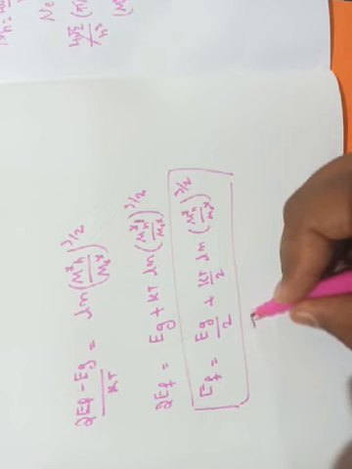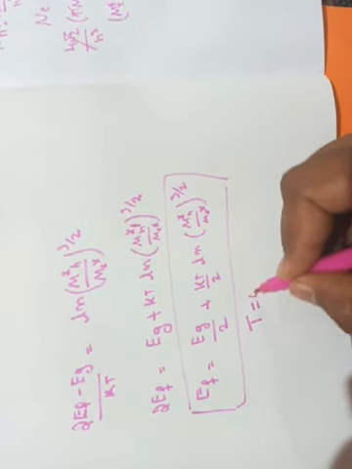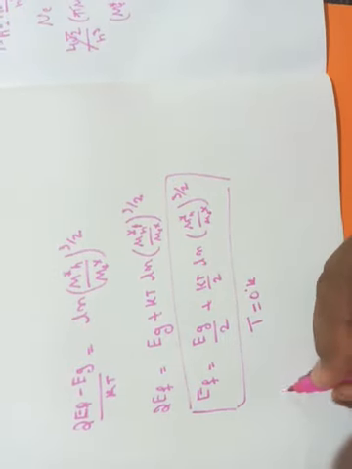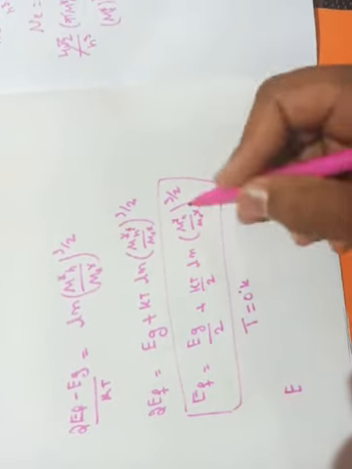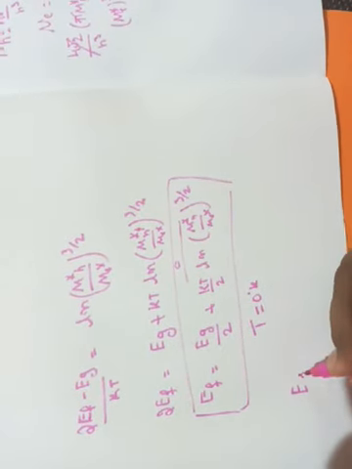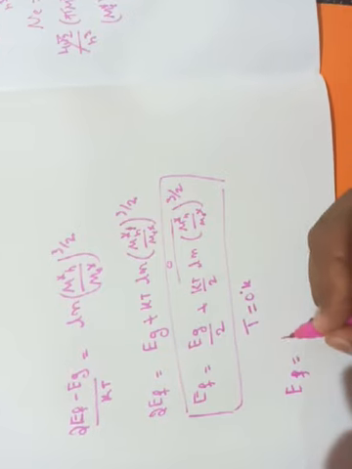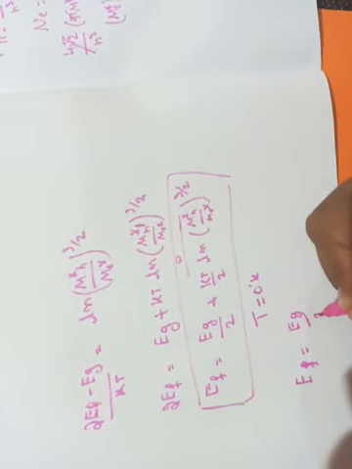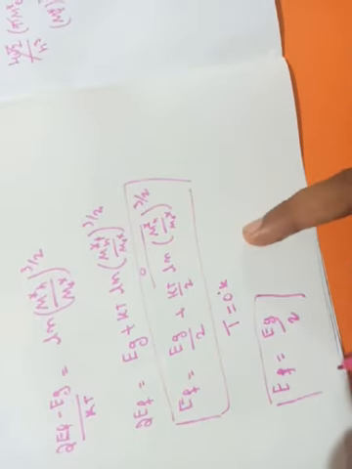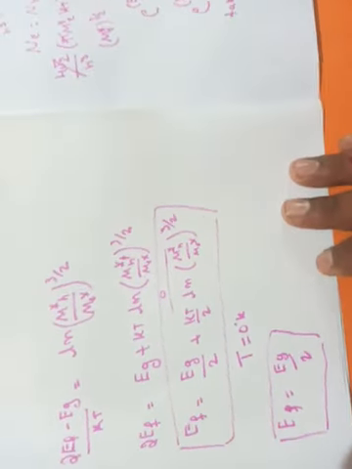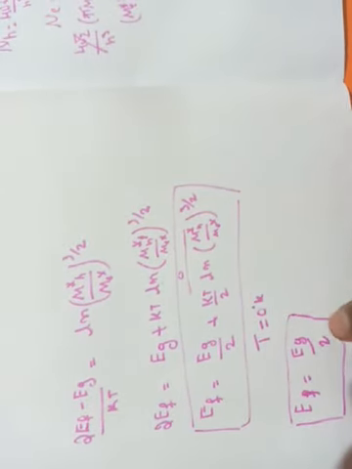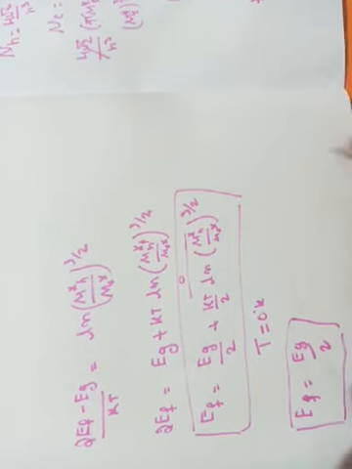But if you need to calculate the Fermi energy at T equal to 0 Kelvin, then with T equal to 0 this whole term goes to 0. So hence EF is equal to Eg/2. This is the expression for Fermi energy at 0 Kelvin. What is the meaning of that?